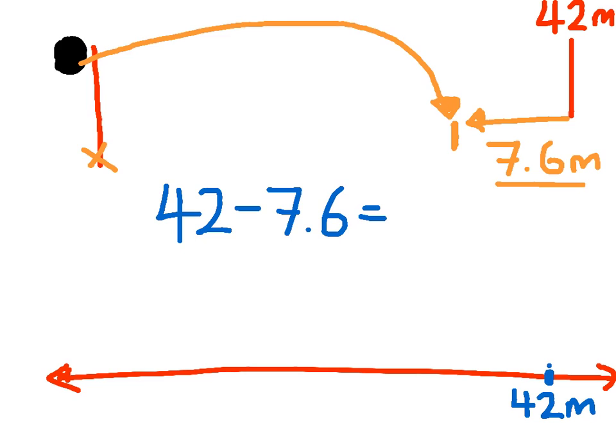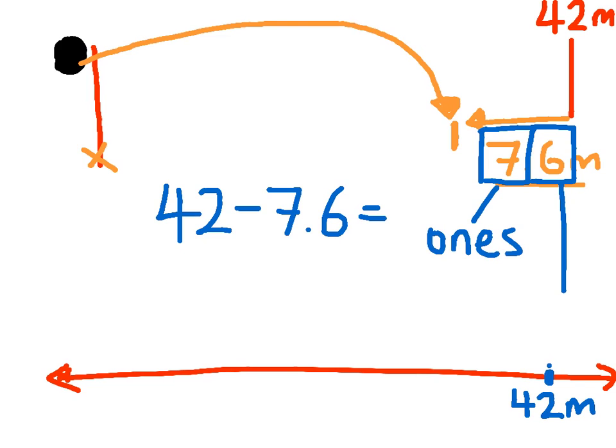The way we're going to do that is we're going to look firstly at the ones and then secondly at the tenths that are here. So we've got 7 ones and we've got 6 tenths. I've just gone off the screen, so I'm just going to erase that. We've got 6 tenths.